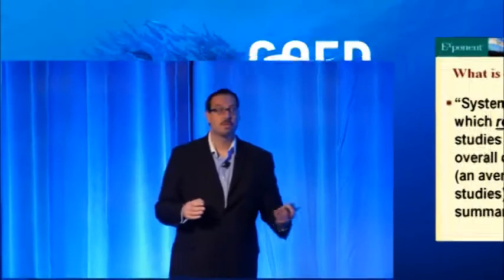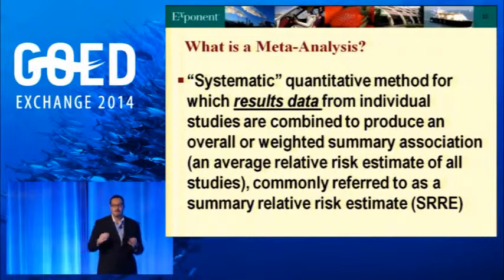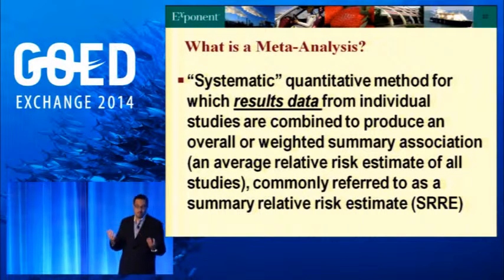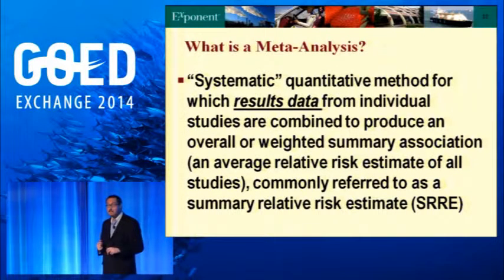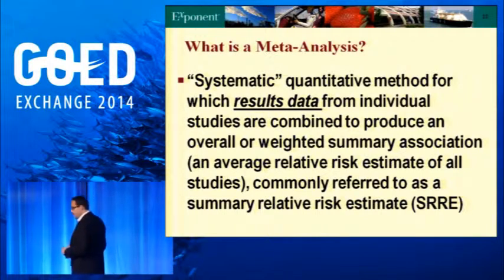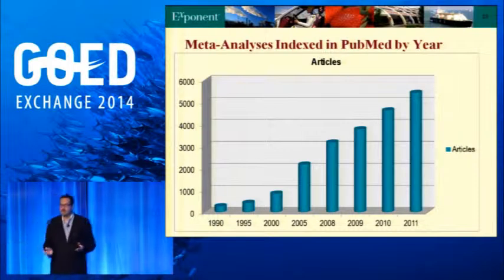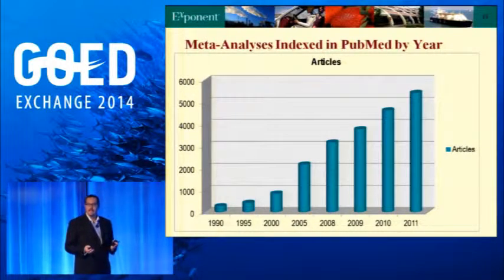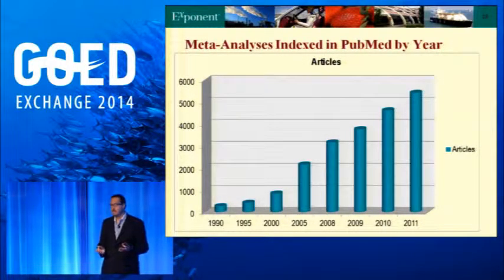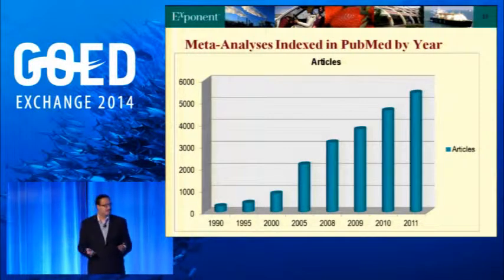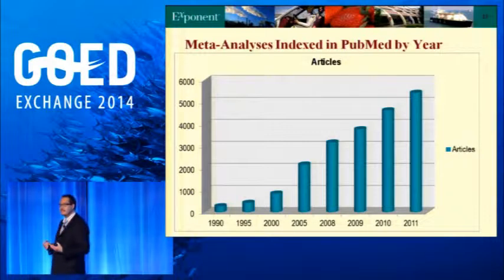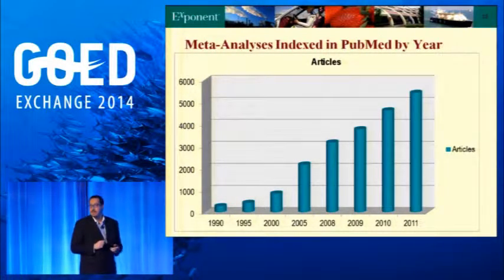So meta-analysis is a systematic quantitative method in which results data are combined across studies to produce an overall weighted average of effect or summary relative risk estimate. So everybody now wants a meta-analysis. We have more data to work with. The more data that we have to work with, the more analyses we can run collectively. So you can see the number of meta-analyses indexed in PubMed by year. There's a monotonic increase that continues to rise.